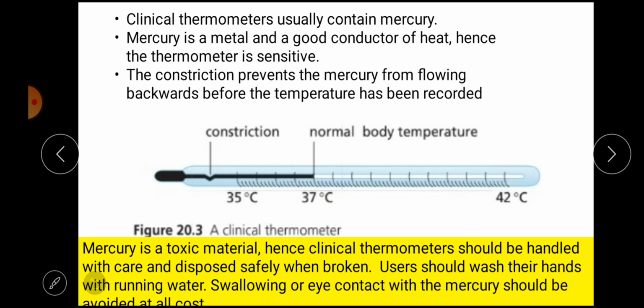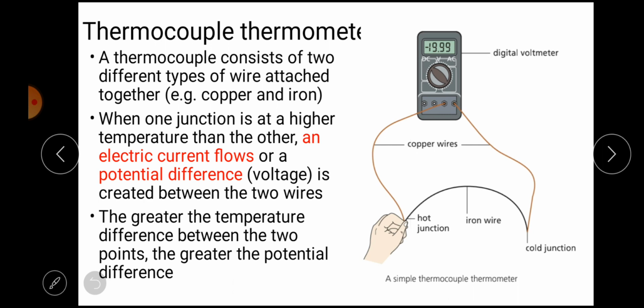So please note that mercury is a toxic material, hence clinical thermometers should be handled with care, because clinical thermometers use this liquid, and dispose of them safely when broken. Users should wash their hands with running water. Swallowing or eye contact with the mercury should be avoided at all costs. They are not friendly.